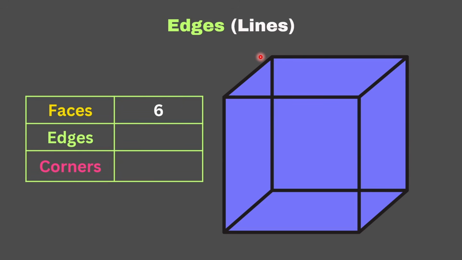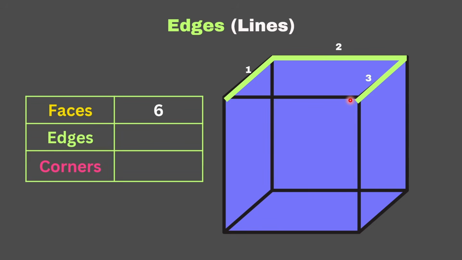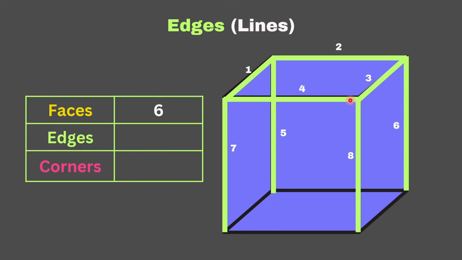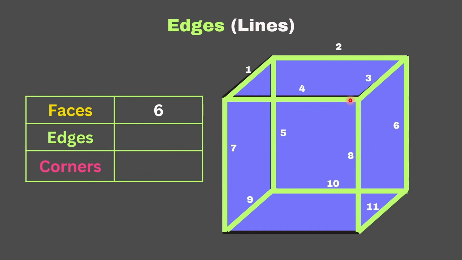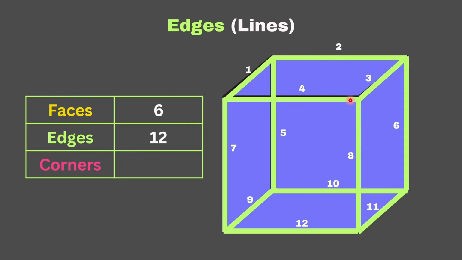Now let's count the edges. Edges are where the two faces meet. See these lines? These lines are called edges. Let's trace them together. 1, 2, 3, 4, 5, 6, 7, 8, 9, 10, 11 and 12. So, a cube has 12 edges.